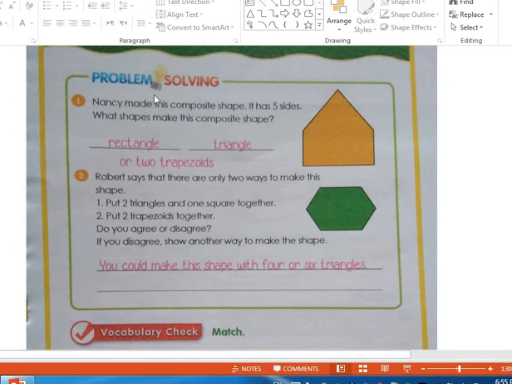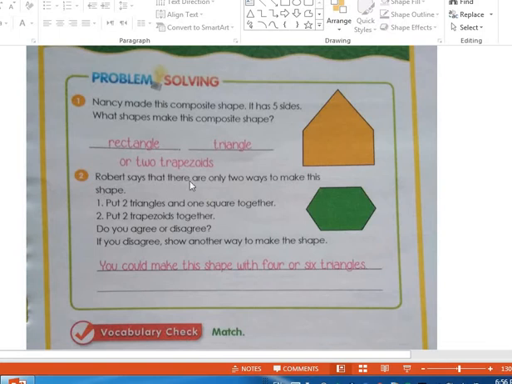Okay, moving to the problem solving. Nancy made this composite shape. It has 5 sides: 1, 2, 3, 4, and 5. So, what shapes make this composite shape? If I cut this composite shape into 2 pieces using the scissors, for example, I will get a triangle, the above part, and then this is the rectangle. It's like the envelope.